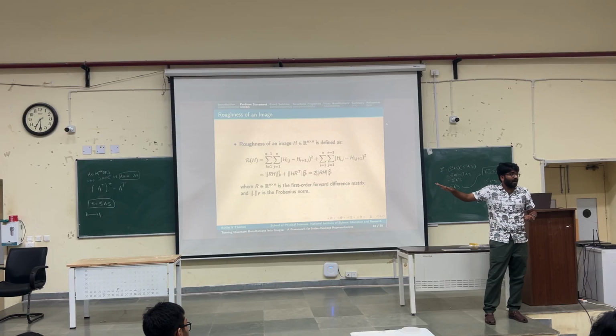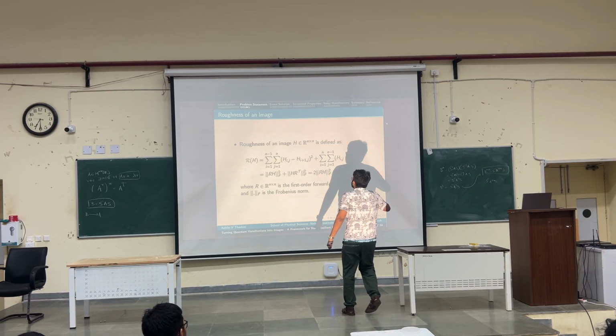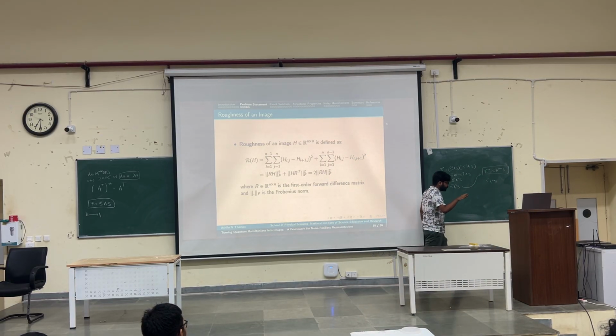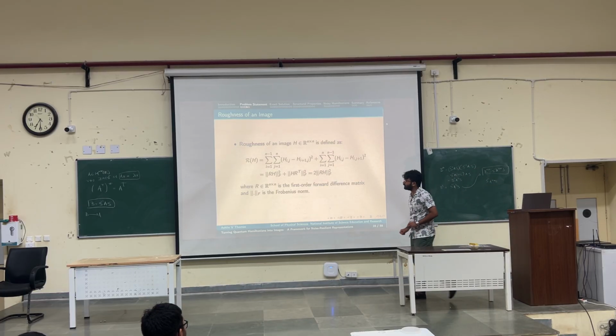But once you find the smoothest form of Hamiltonian, you will see patterns of it. Just take a look. So instead of defining smoothness, I define roughness of an image. So when do you say that an image is rough?